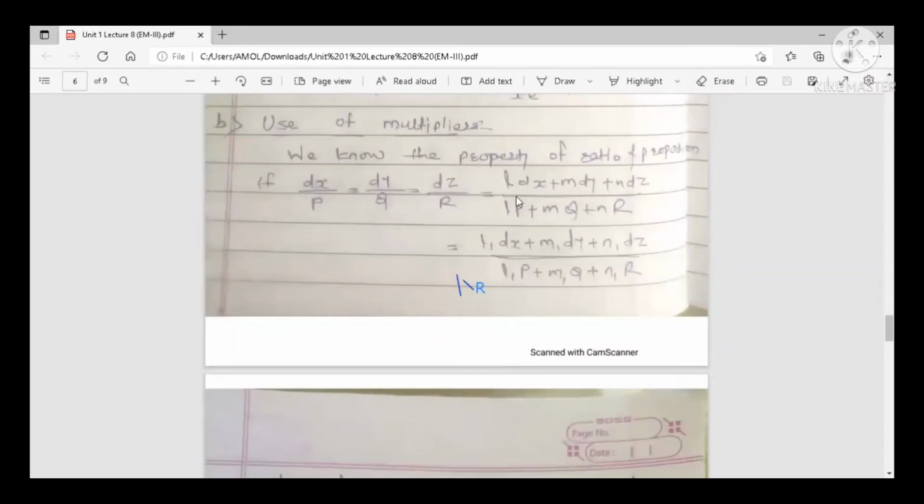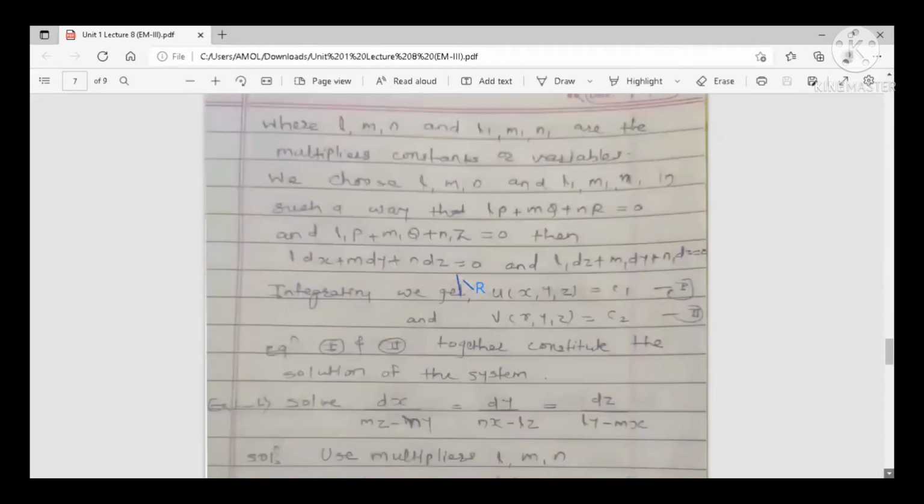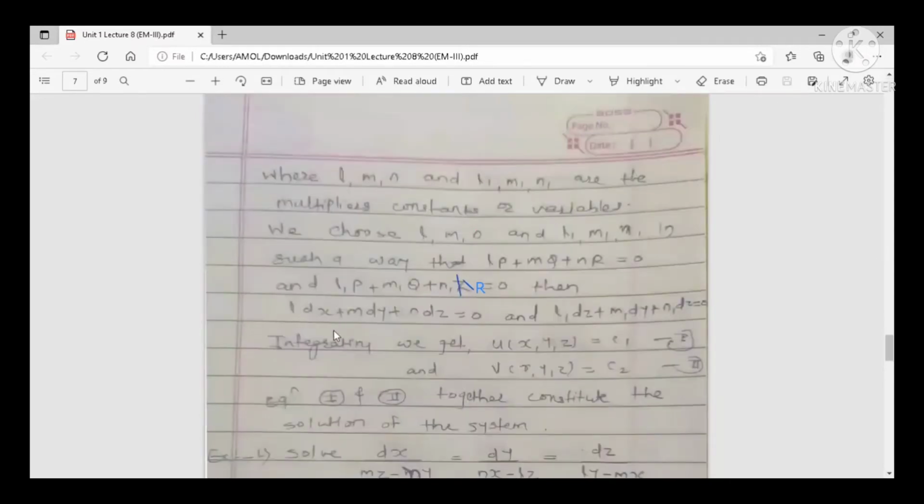I have explained that if we multiply the denominator terms by l, m, n, then we have to multiply the numerator terms also by l, m, n, so that we have the term l dx plus m dy plus n dz. If the denominator is 0, then the numerator is also 0. So we can write l dx plus m dy plus n dz is equal to 0. Similarly, for the second set, if the denominator term l1p plus m1q plus n1r is equal to 0, then the numerator term is also 0: l1 dx plus m1 dy plus n1 dz is equal to 0.